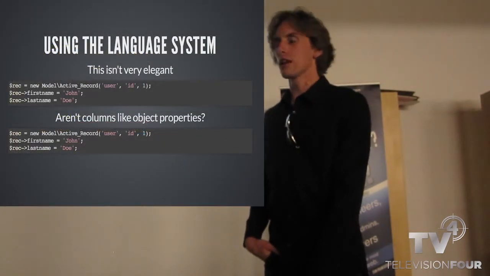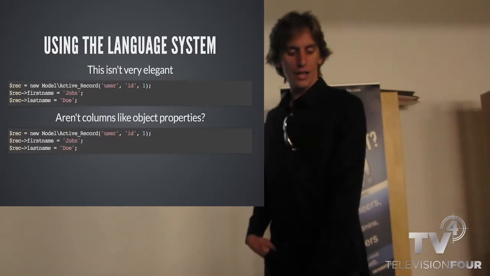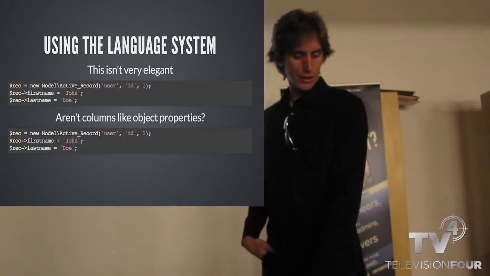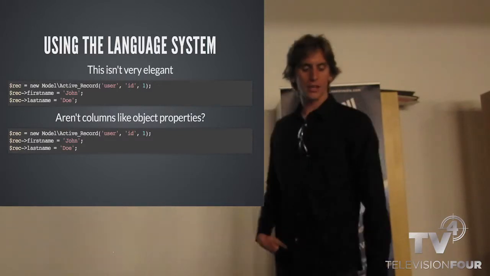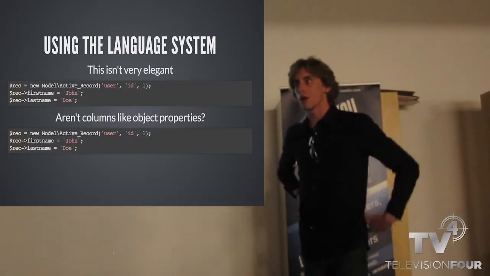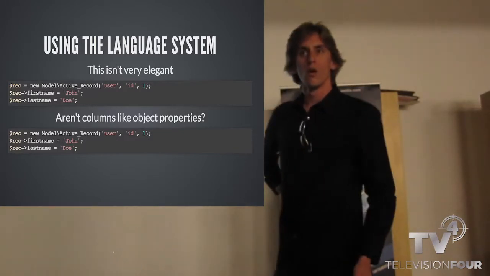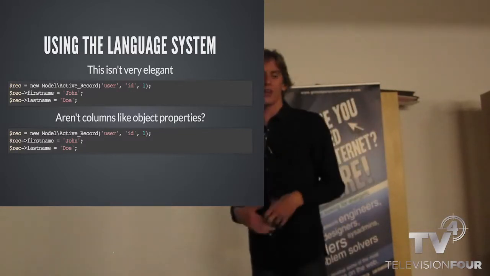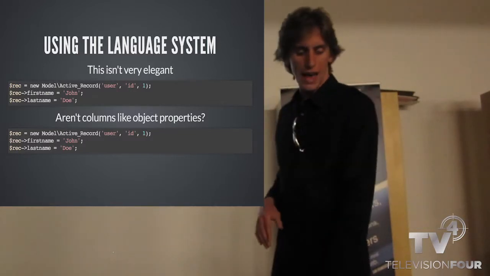First problem is we're not using the language system. It's not very elegant. What we want to be able to do is really just say, aren't columns just like object properties? If we're binding an object to a row, why is it not just an object with properties? Why do we have to call this update function? So instead of calling an update function, let's just go ahead and implement that instead.